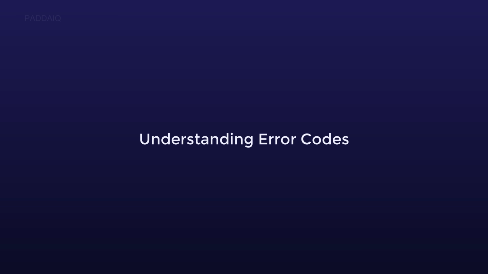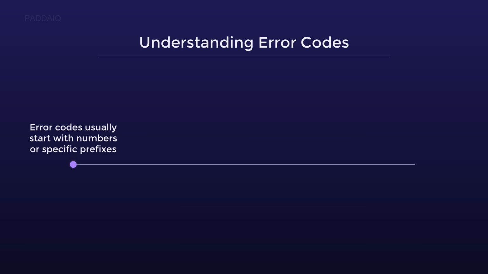Understanding SAP error codes for effective troubleshooting. Error codes usually start with numbers or specific prefixes. This means each error begins with a recognizable pattern, helping you quickly identify its source or category. For instance, an SAP BTP error might begin with BCCPCF indicating a Cloud Foundry issue. Recognizing these patterns is your first step in efficient troubleshooting.